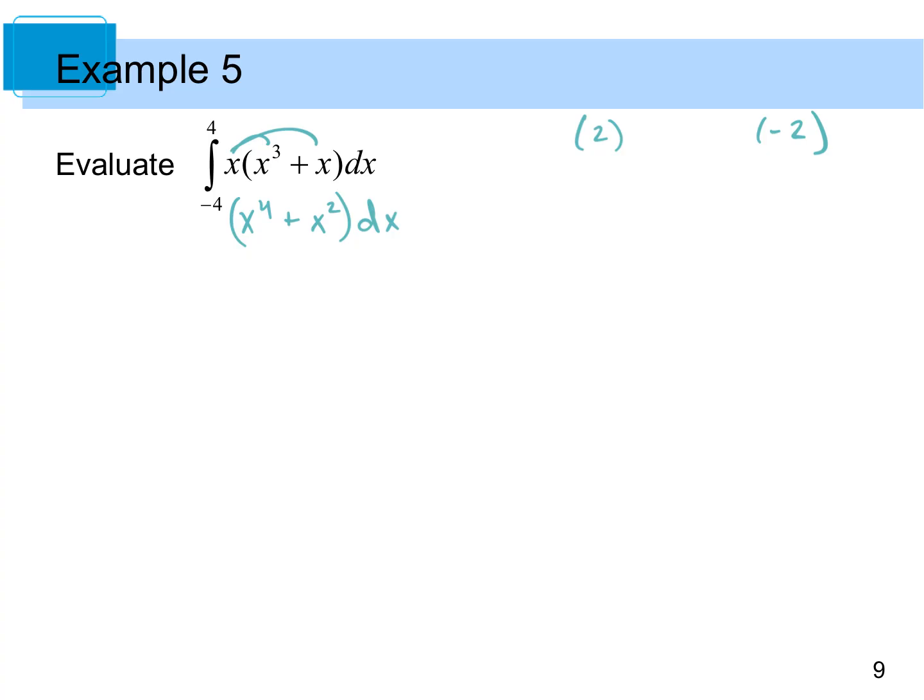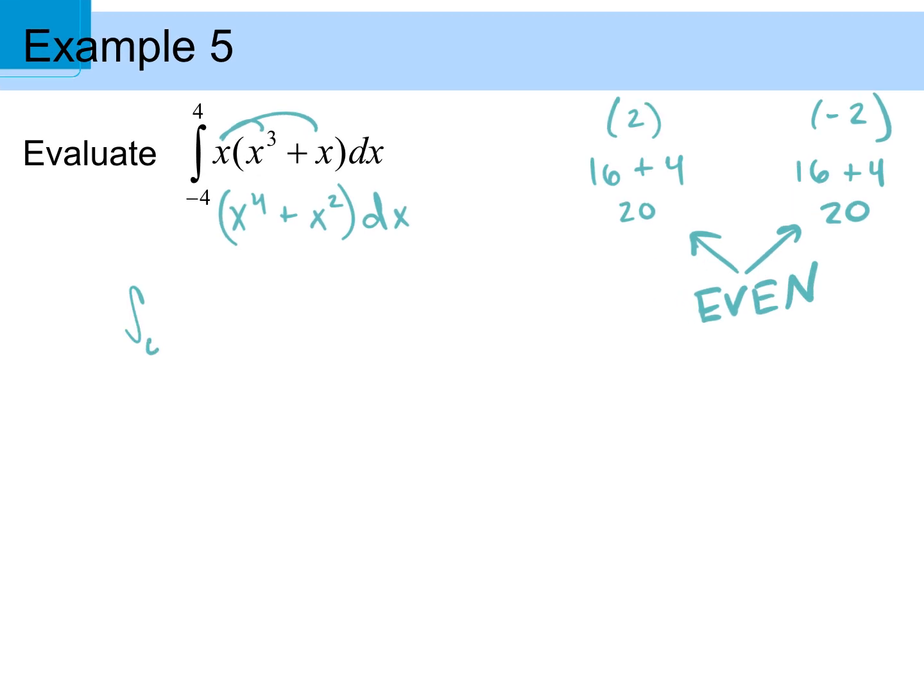When I plug in 2, 2 to the 4th power is 16, plus 2 to the 2nd power is 4, so this would be 20. And then when we plug in negative 2, we would get 16 plus 4, so that would also be 20. So since these are the same answer, we know that it is an even function. When it's an even function, we can take our integral from 0 to 4 and just multiply it by 2. We still have to find the antiderivative of x to the 4th power plus x squared, but we can make the math a little bit easier just by integrating from 0 to 4 and multiplying our answer by 2.